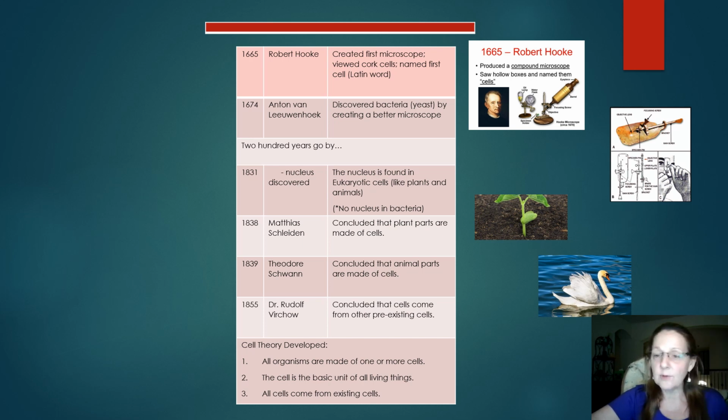So I have an animal, I have a plant, and I have bacteria, and then you have your cell theory. And you should be good to go. All organisms are made of one or more cells. The cell is the basic unit of all living things, and all cells come from existing cells.